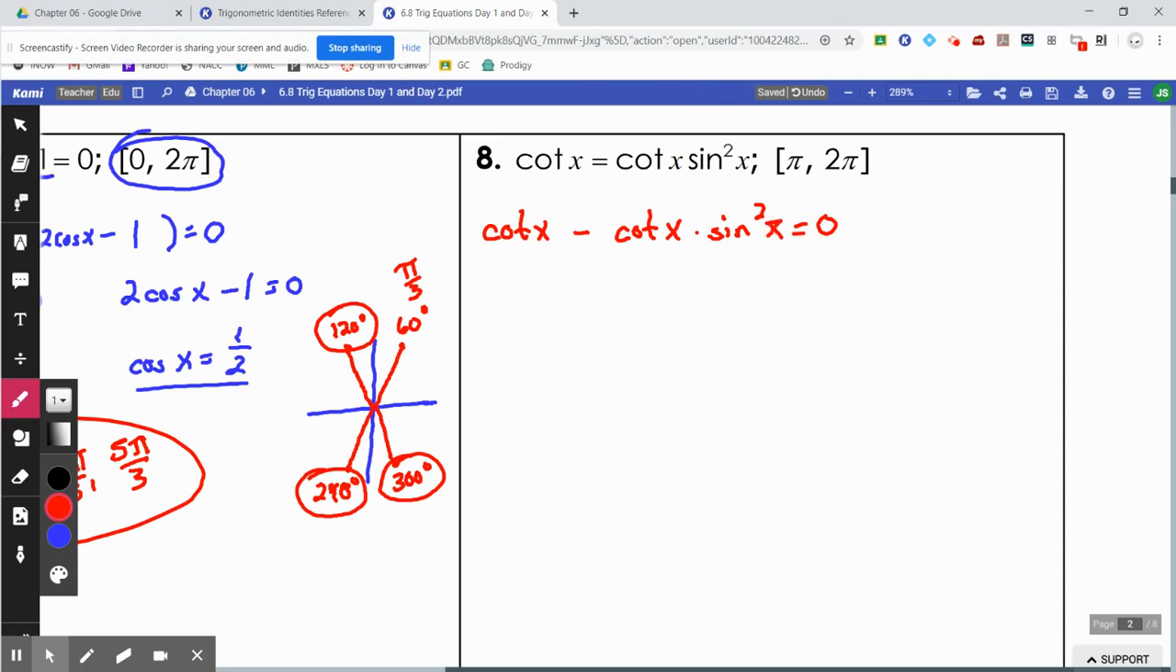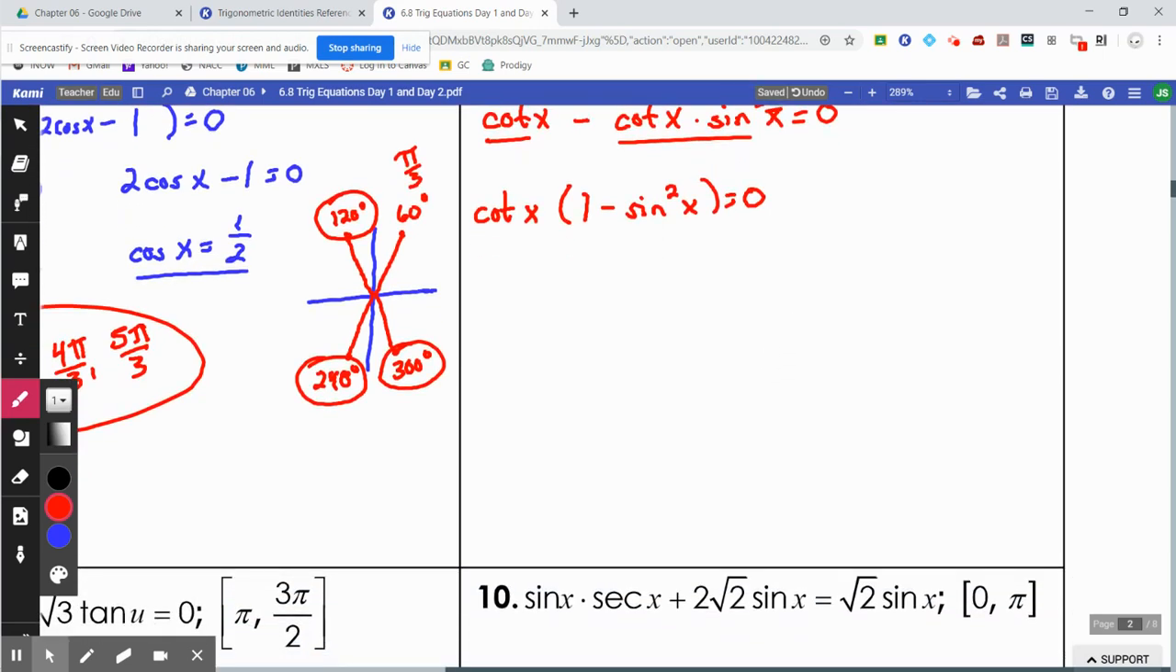There we go. Next step, you have 2 terms. Both of those terms contain a cotangent of x. So let's factor out a cotangent of x. You're left with 1 minus sine squared. And notice what we have done. We were able to separate the cotangent from the sine stuff. So now we can set each of those equal to 0, just like if it were a quadratic equation.